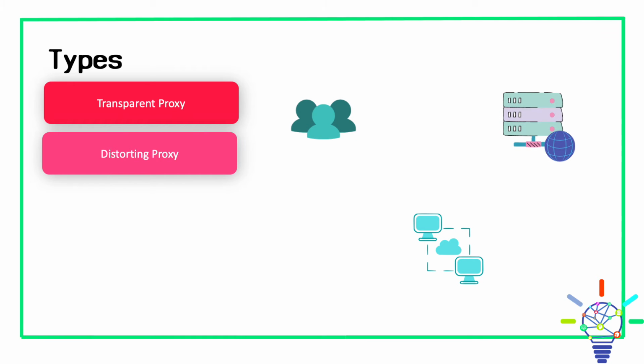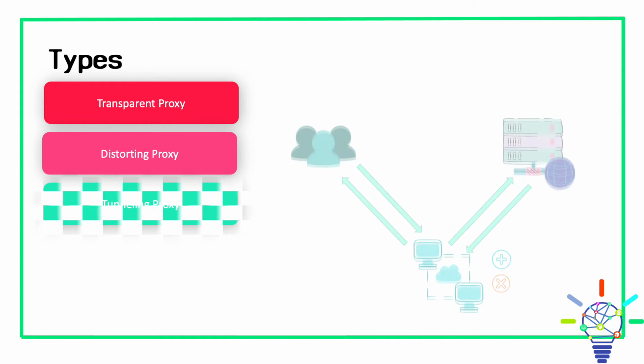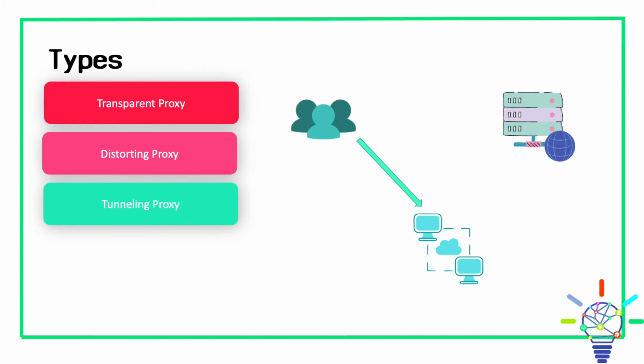Distorting proxy. This is also known as gateway proxy. It hides the client IP and adds or removes the headers from the HTTP requests, then sends the request to the web or application server and gets the response and returns to the client. Tunneling proxy. This is used to transfer private data over public internet by masking or encrypting the data. The encrypted data is then sent to the web or application server, and the response is then sent to the client.